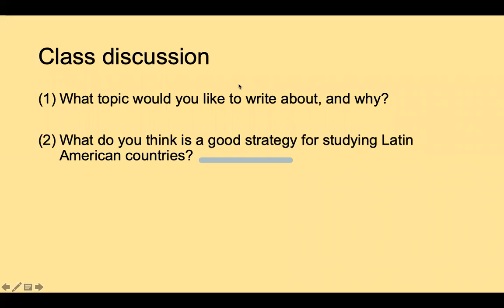Samantha says, I want to look into how drug cartels have changed the political situations in Latin America, more specifically, Colombia, Mexico, and Central American ports.